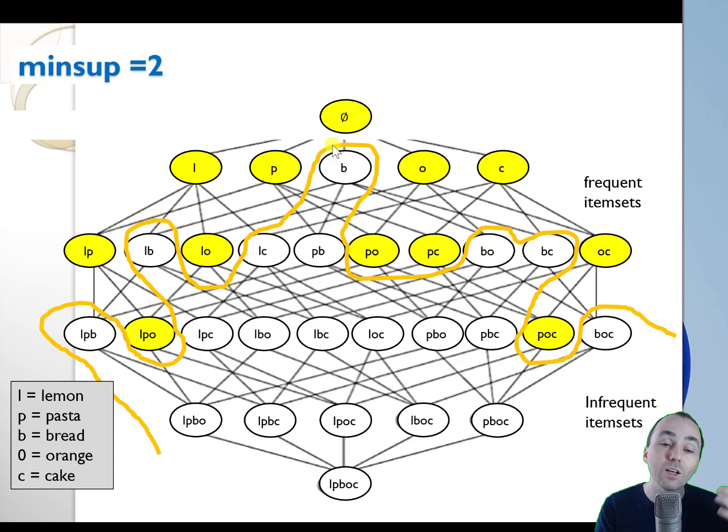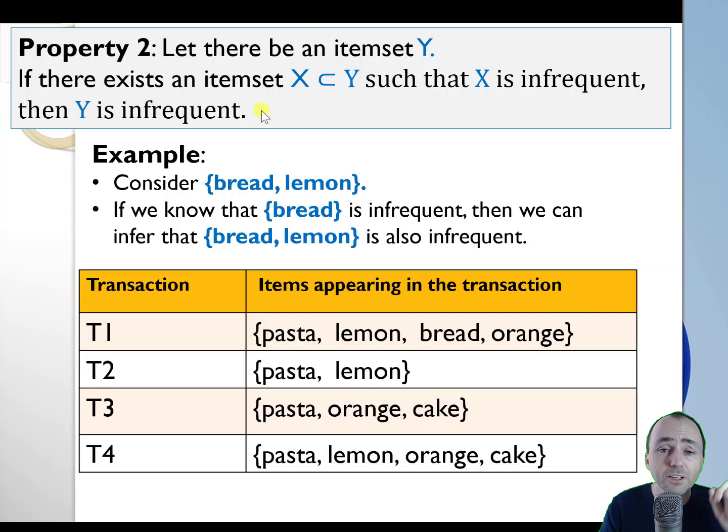So to do this, if you watch my other video, you know already about this, but let me review a little bit. There's a very powerful property that we use. It is what we call the a priori property. What does it say? Let me explain to you. If you have 2 sets of items, X and Y, and X is a subset of Y, and you know that X is infrequent, does not appear at least 2 times, for example, then Y cannot be frequent.